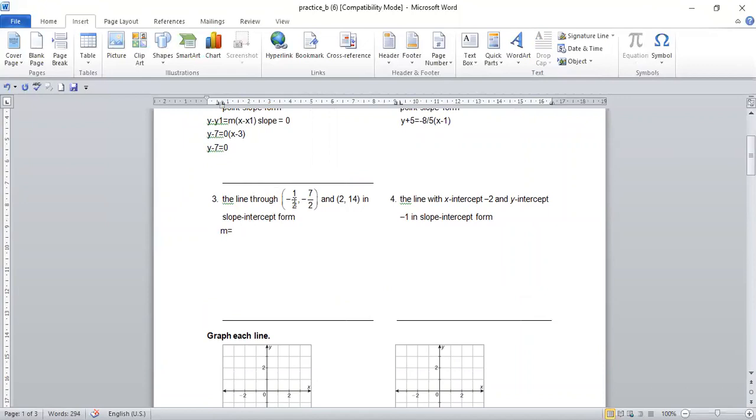The line through negative half and negative 7 over 2 and 2 and 14. Now I know when we were doing this in class, some of you were feeling comfortable changing these into decimals. If you're comfortable in that way, you can change them to decimals and go ahead and do it. If you change this to decimal, that's going to be negative 0.5 and negative 3.5. Negative 0.5, negative 3.5.